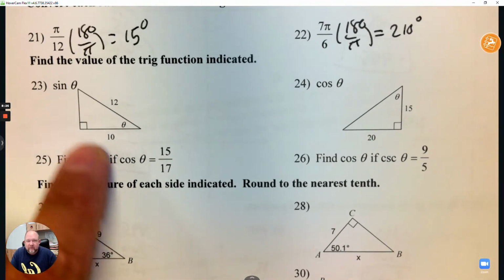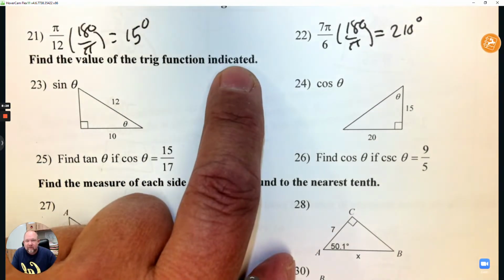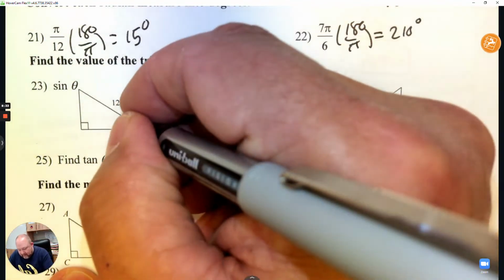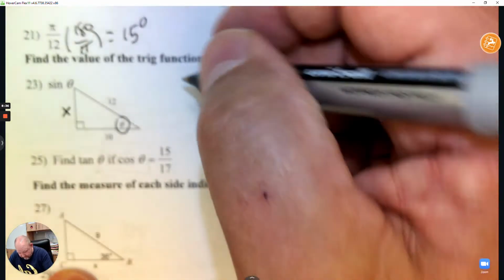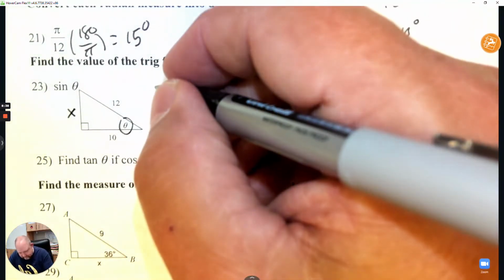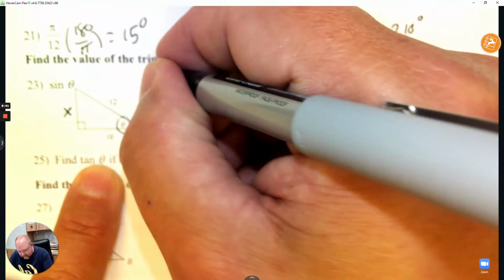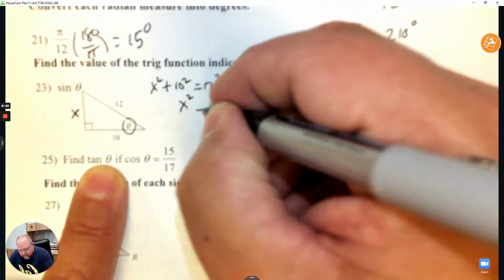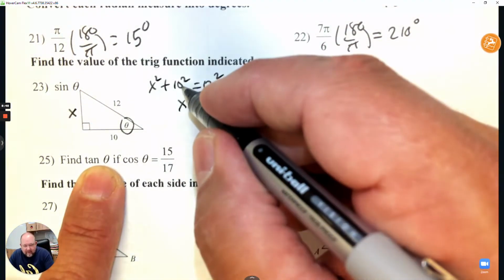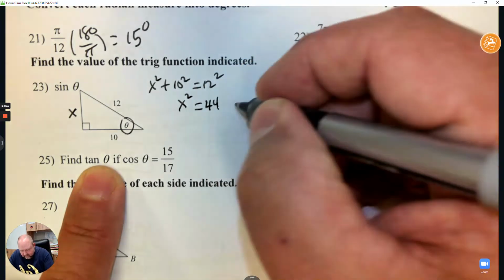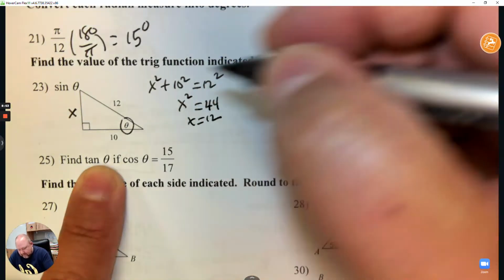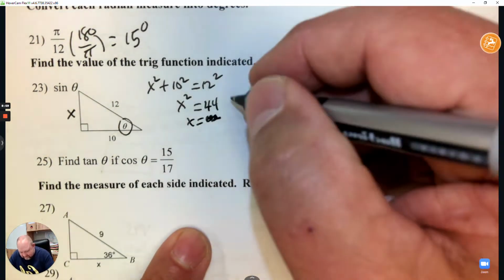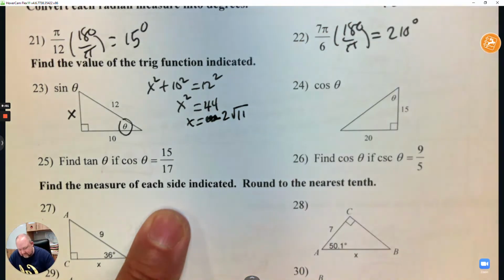Some SOHCAHTOA questions. Find the value of the trig function indicated. So I want to know what sine theta equals in this triangle. I need to know the opposite side. You can call it O or X. And then I need to use the Pythagorean theorem. So that's x squared plus 10 squared equals 12 squared. So that's 144, take away 100. And then the square root of that. The square root of 44, which is 2 root 11.